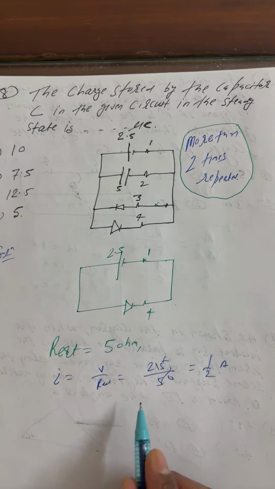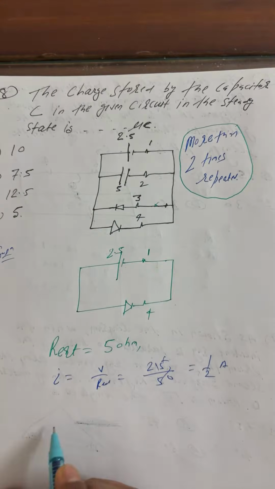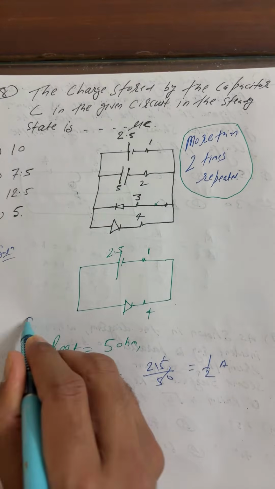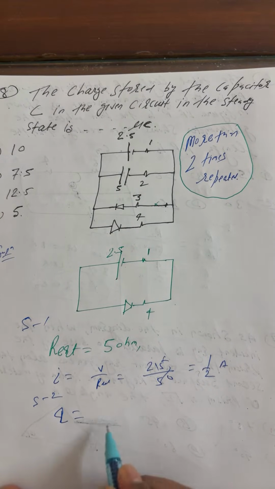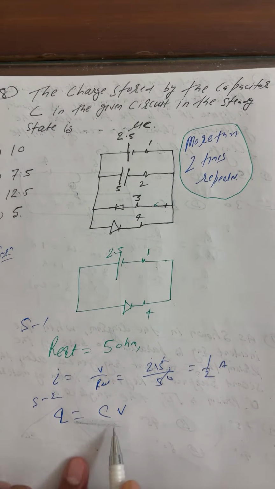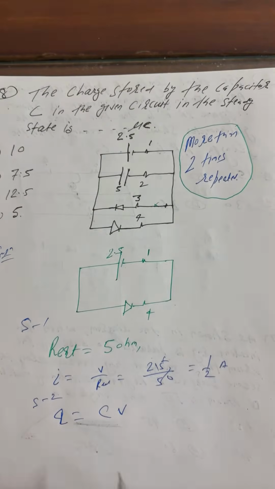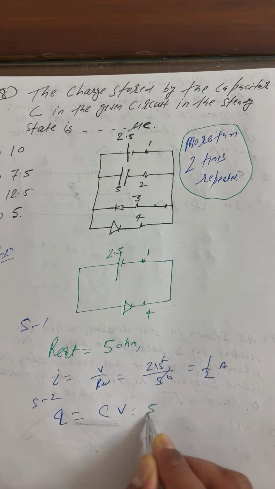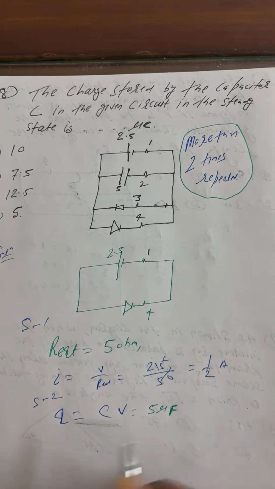Now, students, just do one thing. What is the drop over here? Because we wish to find the charge, you can see this is step 1 and step 2. We wish to find the charge on the capacitor. So Q is equal to CV. C is already known to us, which is 5 microfarad. So this is 5 microfarad, my dear.